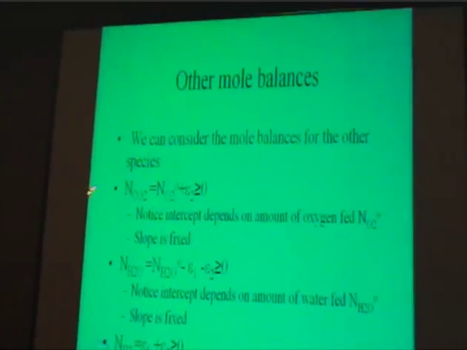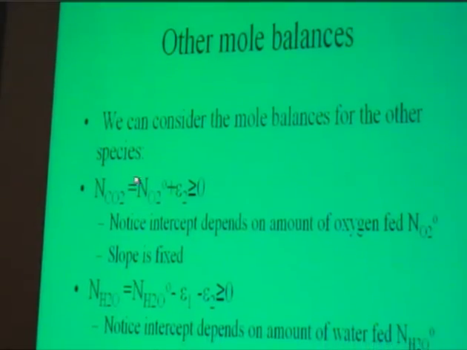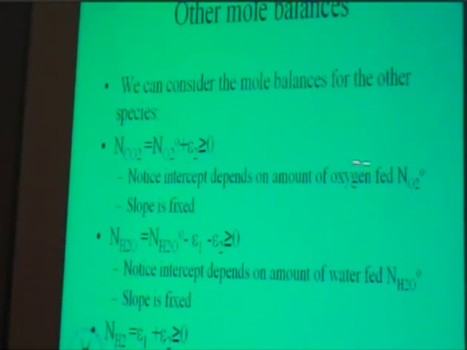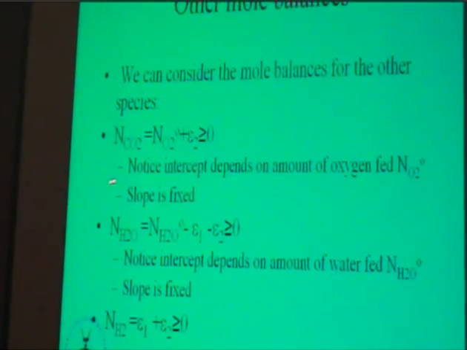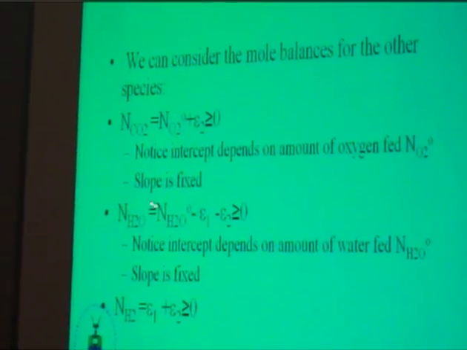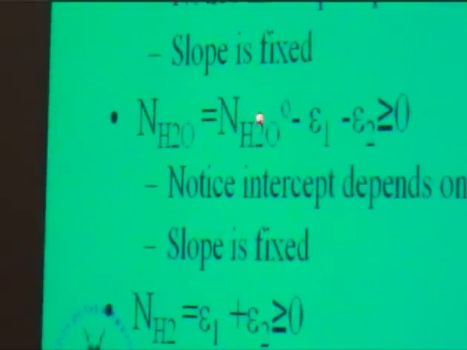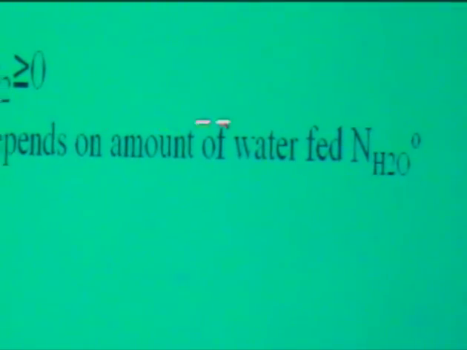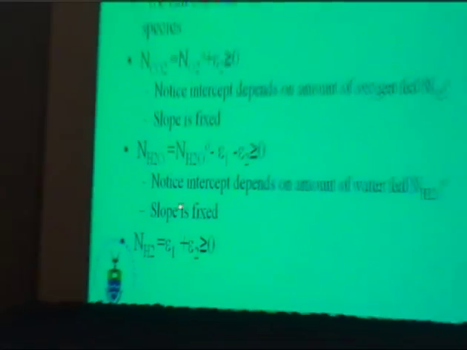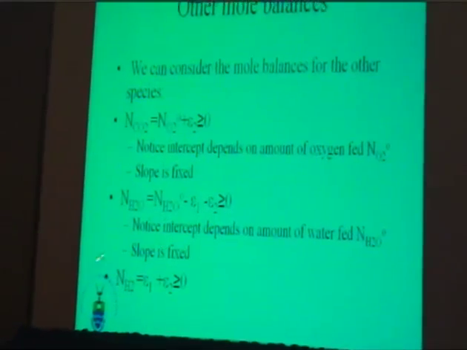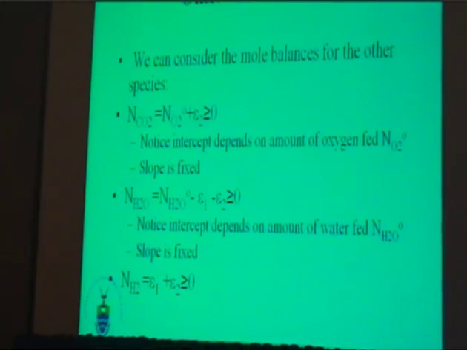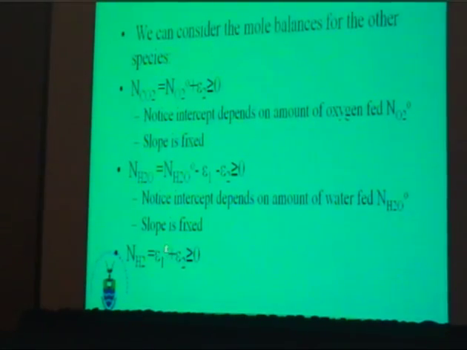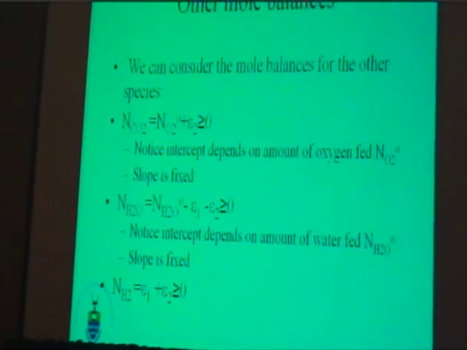We can now do the same for all the other species. NCO2 is NO2 plus E2 greater than or equal to 0. Notice in this case the intercept does depend on the feed, the number of moles of oxygen we feed. The number of moles of water depends on the number of moles of water we fed, minus E1 minus E2, greater than 0. And again the intercept is fixed by the amount of water we feed. But the slope, notice, is fixed. And the hydrogen, the same. Doesn't matter the amount that we feed, there's nothing fed, so there's a fixed line of a fixed slope.